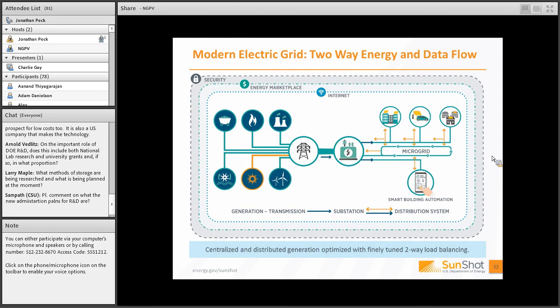Two other questions that have come in. One is in regards to energy storage, and what research or plans DOE has in regards to that.